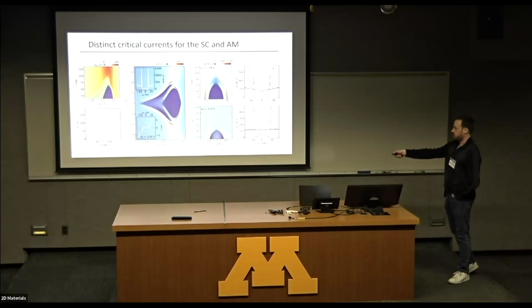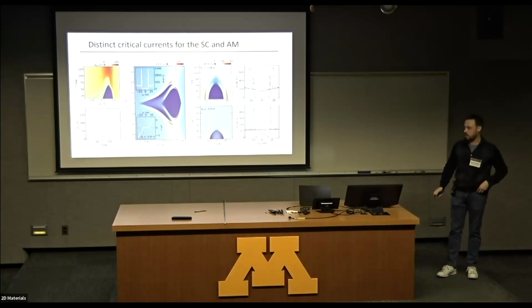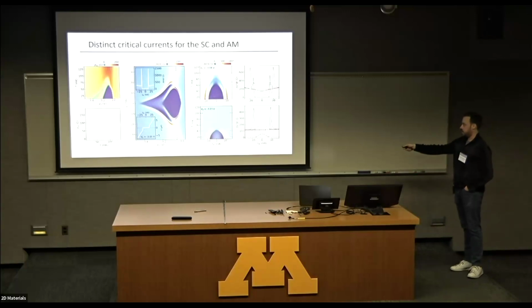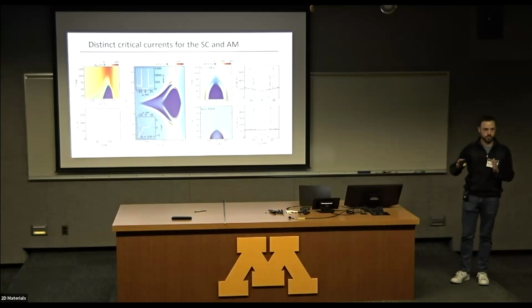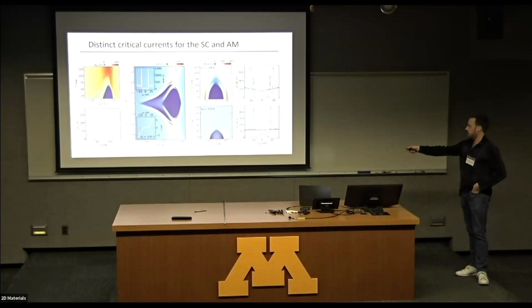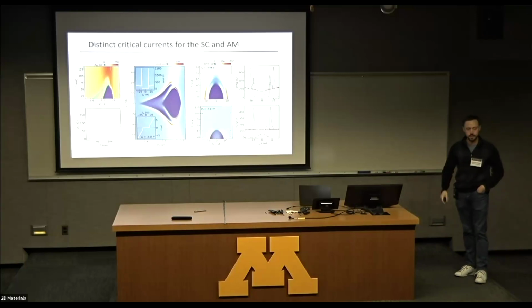Then lastly, you could fine tune the system to the point where the two pockets are sitting on top of each other in gate space. And then you find that these behaviors coexist. You have this inner dome of a zero resistance state. You use enough critical current to go through a criticality, and then you enter an outer dome of this dissipative anomalous metal state before you then hit a second critical current and then recover the ohmic normal state beyond that.